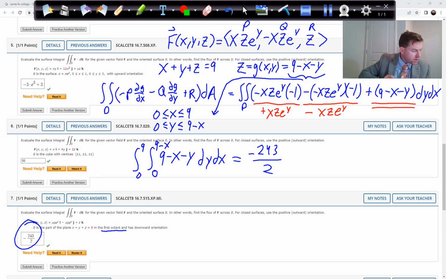Let me make sure I didn't miss anything here. I did. So there is one more thing. When it says downward orientation, that's going to pick up a negative sign. So there should have been a negative sign on this integral all along. Because you're going to get a positive 243 over 2 out of this, but the downward orientation adds another minus sign, which will show up at the very end. Okay, and that'd be problem 7.